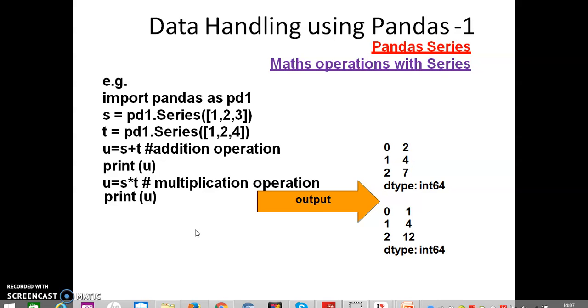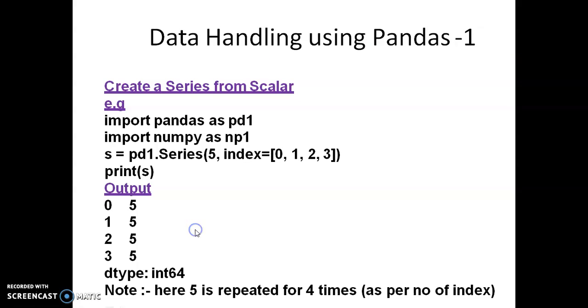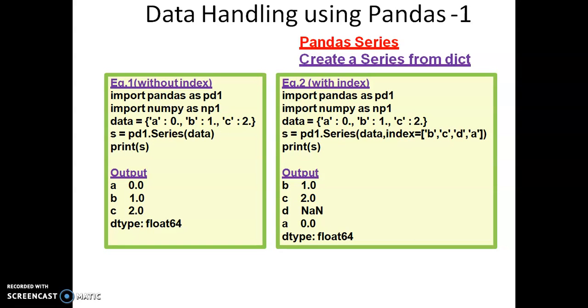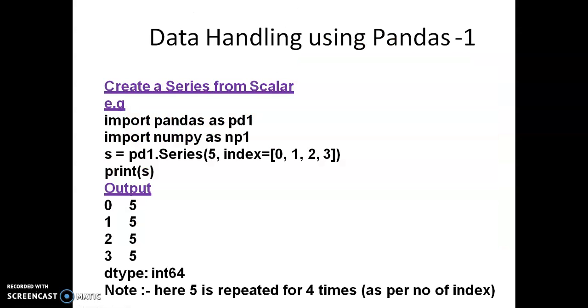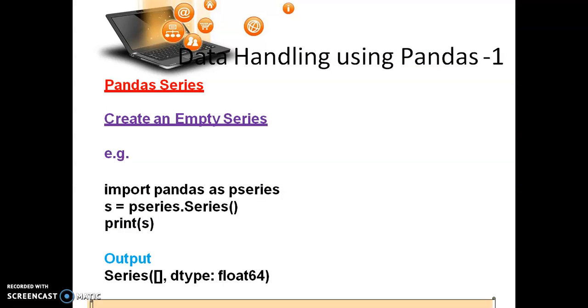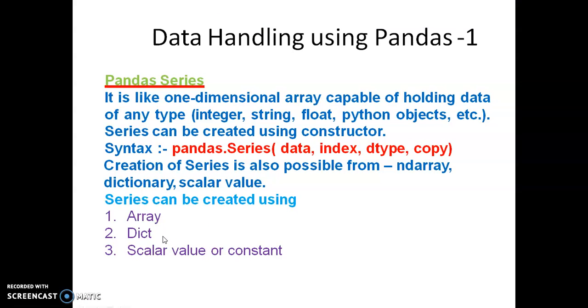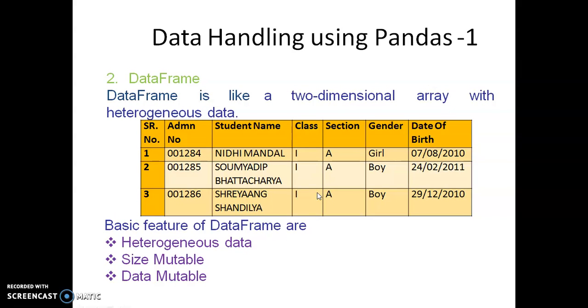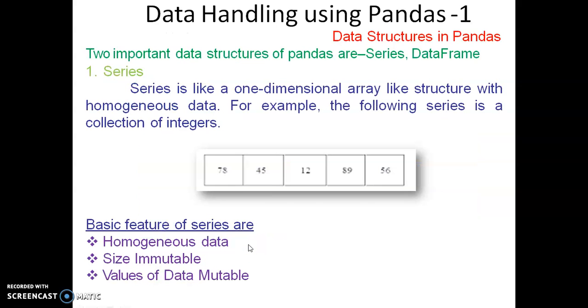Let me again revise how to create a series with a scalar. We just give the value, and the scalar values are there. Without an index, we don't need to give any indexing value, and otherwise we give our index value. Next is create an empty series: pandas dot Series, print s. A data frame is 2-dimensional heterogeneous data, size mutable, data mutable. A series is just like a 1D array.